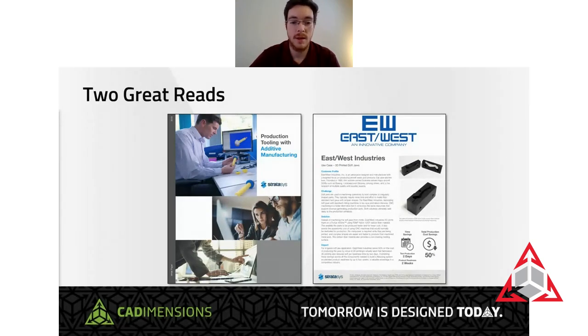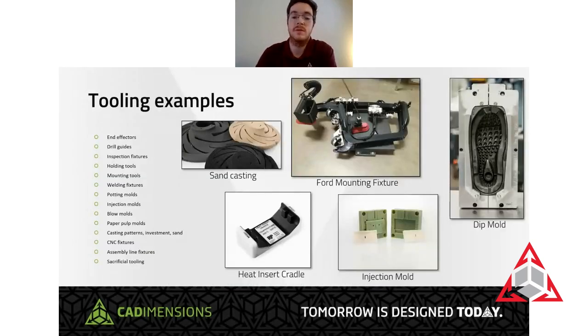Lastly, I have a slide with a bunch of examples of different tooling that you can make. It's hard to think what you could print until you see what has been done before. So these are some of the different tools that I've had experience printing and working with, whether it's end effectors, drill guides, inspection fixtures, holding tools, mounting tools, welding fixtures, injection molds, CNC fixtures, sacrificial tooling, or composite tooling for layups. So you can see pictures here.